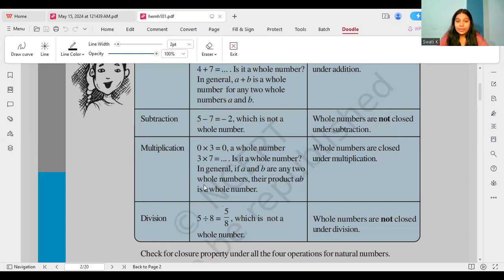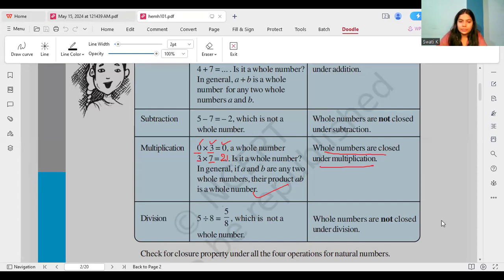Now let's go to multiplication. Multiplication is also very simple, like addition. If you take a whole number and another whole number, the answer is a whole number only. So whole numbers are closed under multiplication. 3 is a whole number, 7 is a whole number, 21 is a whole number. It is satisfying the property. So in general, if a and b are any two whole numbers, their product ab is also a whole number. Okay, so that's it.